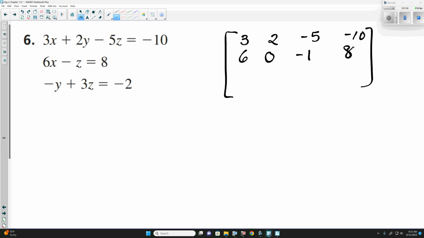6, 0, -1, and 8. Since we don't have a y listed in the second equation, we have to fill it in with 0. The last one doesn't have an x, so it has a 0, -1 for y, 3 for z, and -2. And this matrix here is a 3 by 4. Are we all good with setting up the augmented matrix?